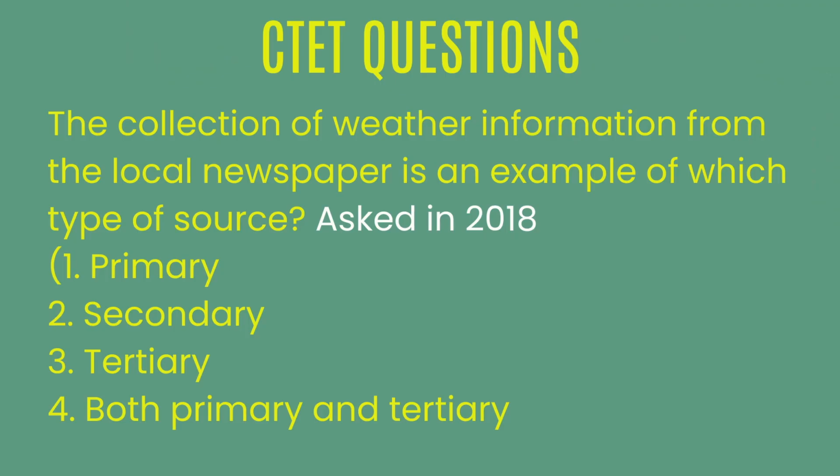On the other hand, we could be looking at the newspaper on a daily basis and we could be noting down what is the weather condition, was it cloudy, how much was the humidity. If we are going to go through weather information in that manner from the newspaper, then that becomes a secondary source. That is, the newspaper becomes a secondary source. The second question, the collection of weather information from the local newspaper is an example of which type of source? This was asked in the 2018 social science paper. So this is a secondary source.